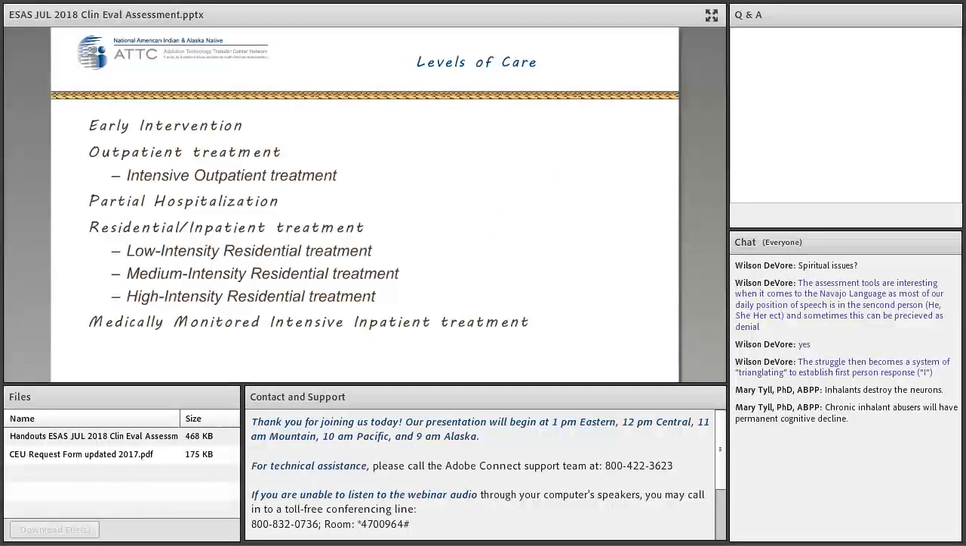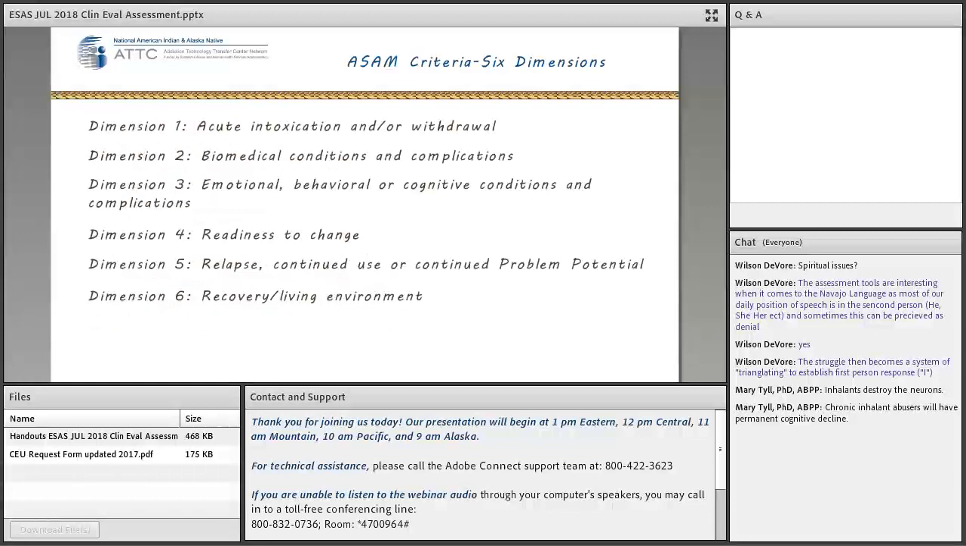Okay, so they have early intervention, outpatient treatment or intensive outpatient treatment, partial hospitalization, residential or inpatient treatments, whether low intensity, medium intensity, or high intensity, and medically monitored intensive inpatient treatment. So depending on what level of care the client is in need of, those are able to be placements for them. Remember, the codes that come out of the ASAM and what those levels are will designate the funding that is able to be utilized for that in insurance.